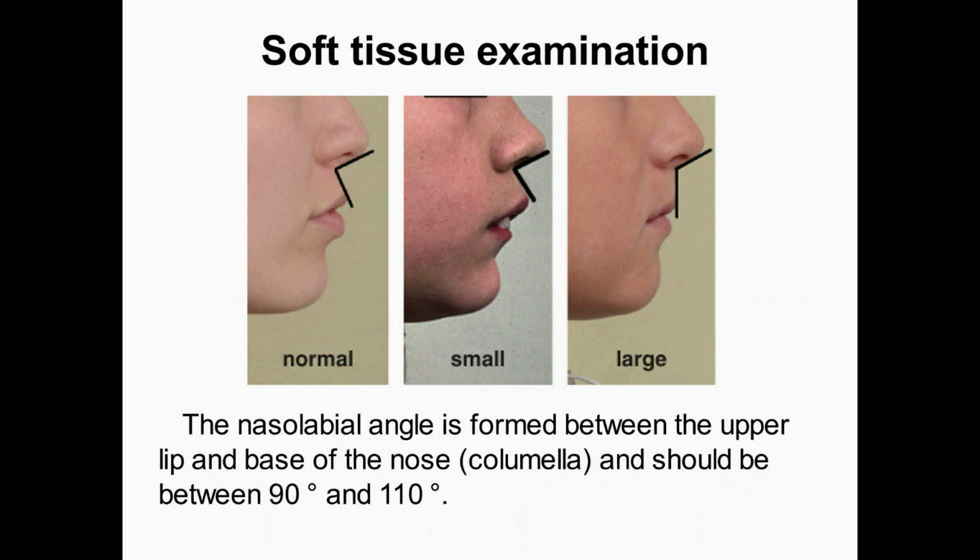The nasolabial angle is formed between the upper lip and base of the nose, the columella, and should be between 90 degrees and 110 degrees. It gives an indication of upper lip drape in relation to the upper incisor position. A high or obtuse nasolabial angle implies a retrusive upper lip, whilst a low or acute angle is associated with a lip protrusion.